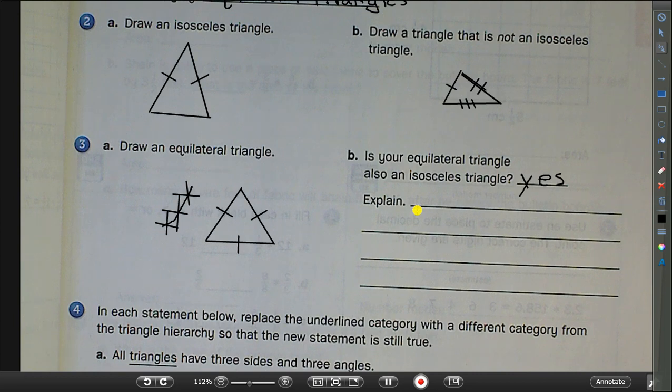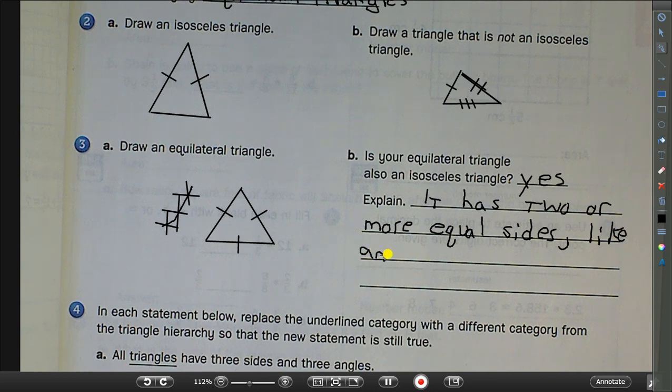Or we could say equilateral triangles have at least 2 equal sides, kind of playing not off of the term isosceles, but off of the characteristics of it. So there's a couple ways you can say it, whatever makes sense to you. So is my equilateral triangle also isosceles? Yes. For my explanation, I'm just going to write it has 2 or more equal sides like an isosceles triangle.